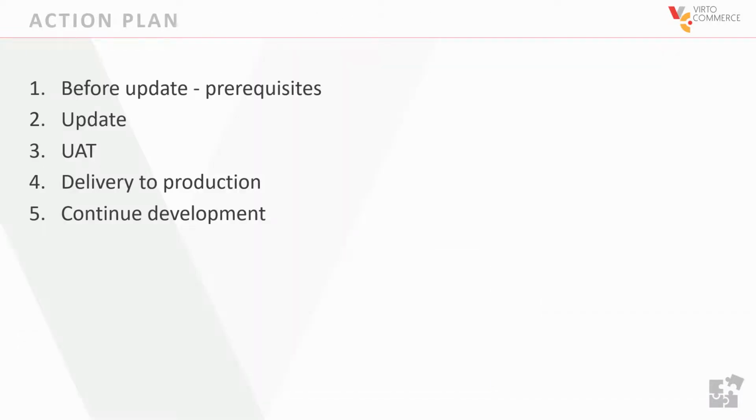Our plan was as follows. First, present a list of the actions which help the dev team to be ready for .NET Core and version 3. And doing so, we don't lose time on training. Second, run the update process for custom modules only. Third, run quality tests. Fourth, deliver the app to production. Fifth, continue the development process for version 3.